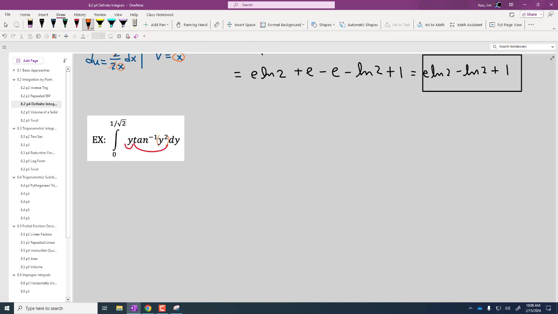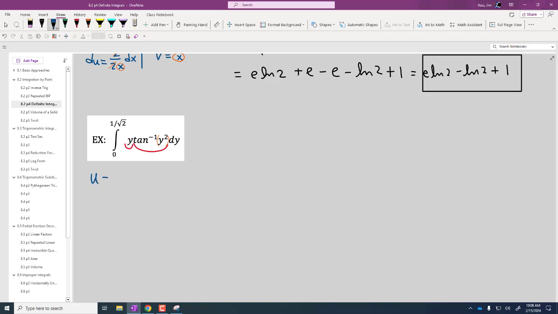Okay, so once again, we're saying there's really just 2 factors. There's the y and there's the inverse tangent. So one of them's going to go with u and one of them's going to go with dv. We want to put the one that's easily integrable with dv. Well, we don't know how to integrate inverse tangent off the top of our head, so that's going to go with the u. So here's how we'll set it up.